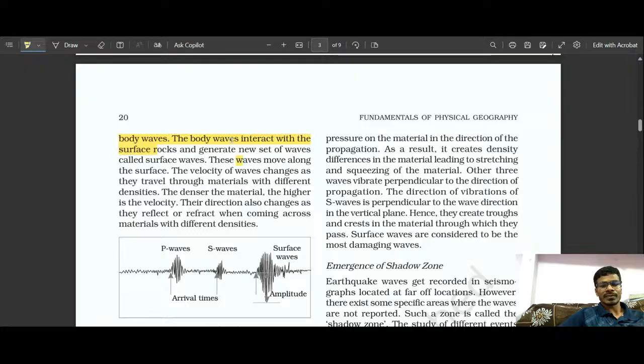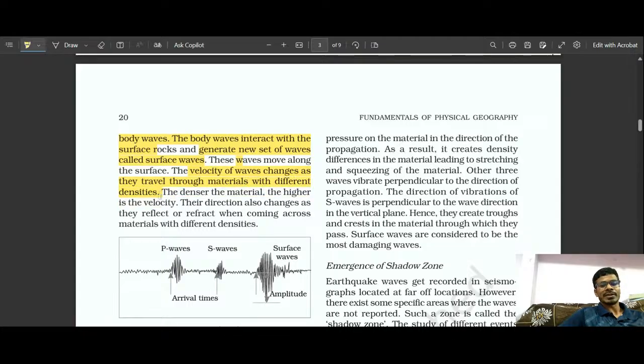The body waves interact with the surface rocks and generate a new set of waves, which we call surface waves. These waves move along the surface, meaning the outer surface of the earth. And the velocity of the waves changes as they travel through materials with different densities.